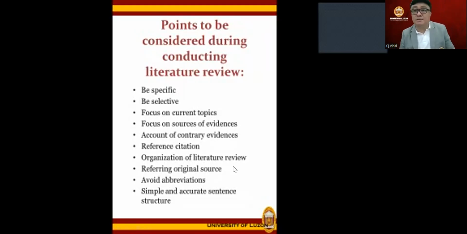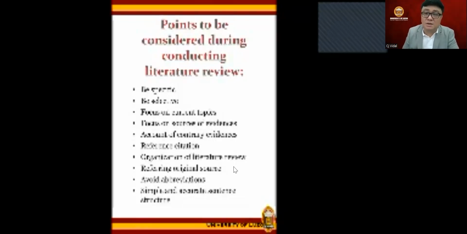So you have to be aware. You also have to ask experts what synonymous or related terms may also be used as basis for searching for related materials. Be selective. Not only do you have to be specific, but you have to be selective.